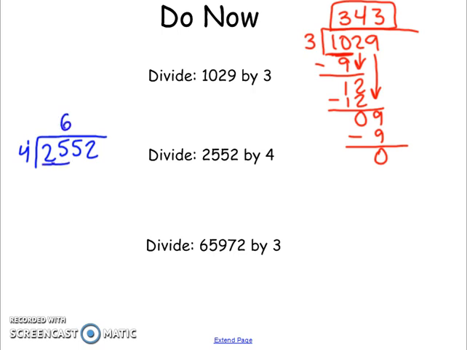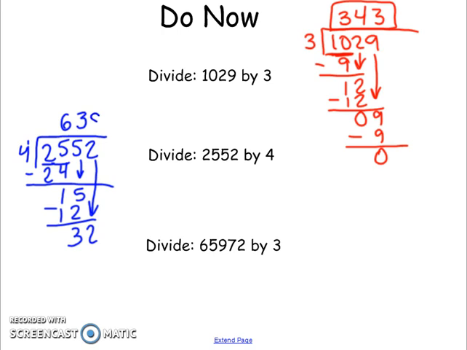It goes in 6 times. 6 times 4 is 24. Subtract, we get 1. 4 can't go into 1, so we bring down the 5. 4 goes into 15 3 times. 3 times 4 is 12. Subtract, we get 3. 4 can't go into 3, so we bring down the 2.